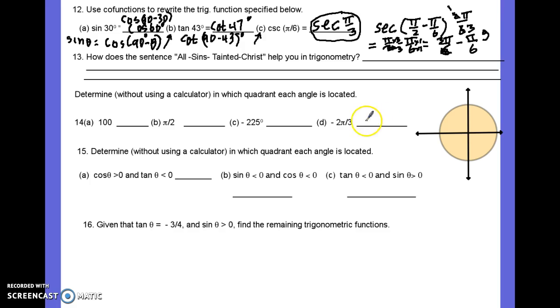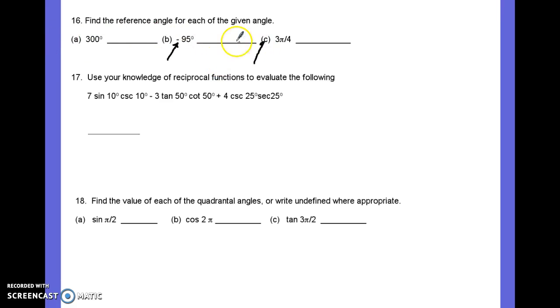Alright. These I trust you're at peace with. Determine which quadrant each angle is located. I'm very confident you know that. Let's see what else we've got. Well, these two here, reference angles. It says find the reference angle. And I told you that reference angle is always in reference to the x-axis. So it's going to be the positive x-axis or negative. Let's take a look at this one.